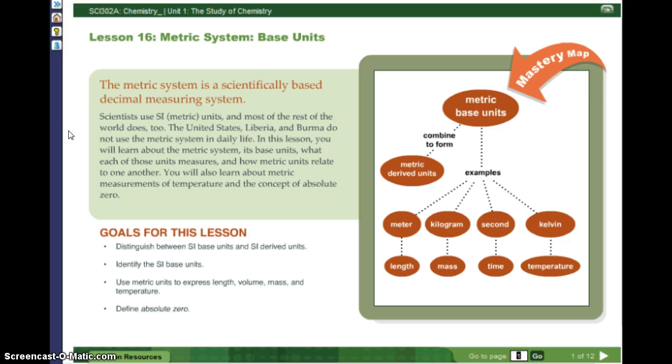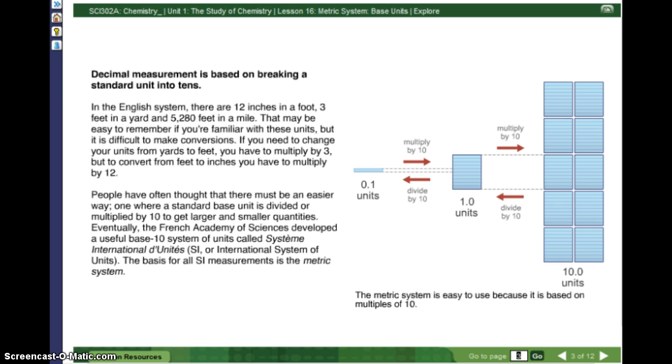If you didn't know those off the top of your head, make flashcards. It's going to make the whole rest of the year easier. Okay, and so there is the study guide you can download.